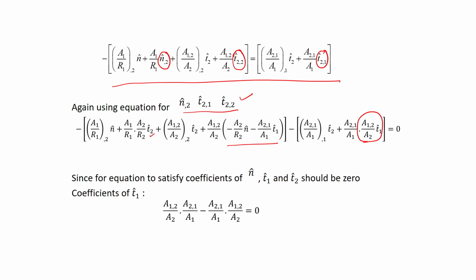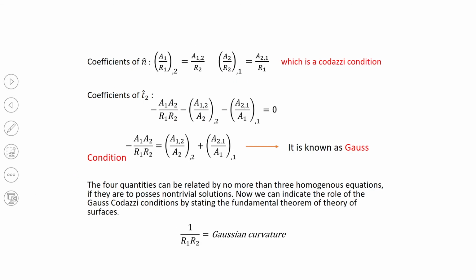Here you see that for this equation to be satisfied, the coefficients of n hat, T2 hat and T1 hat, all are perpendicular to each other. This equation will be valid only when its coefficients vanish. So, the coefficients of T1 will give you this equation, then the coefficient of n hat will give you again the Cauchy equations, and the coefficients of T2 give you the Gauss conditions.